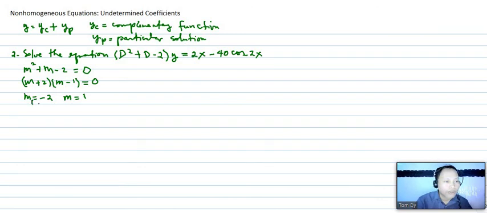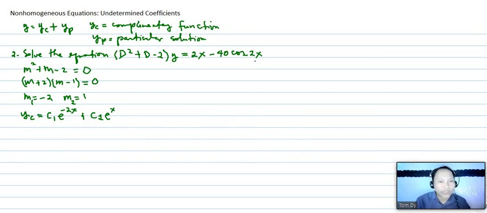So we will make this one our m sub 1 and then this one our m sub 2. Therefore, our y sub c or the complementary function, that is now equivalent to, again, this is an auxiliary equation with distinct roots. Therefore, we have c sub 1 e raised to negative 2x plus c sub 2 e raised to, this is 1 times x, that is e raised to x. So this is now our complementary function.